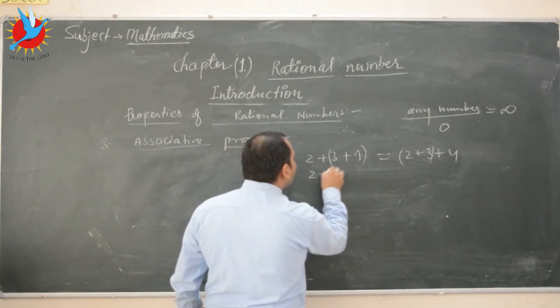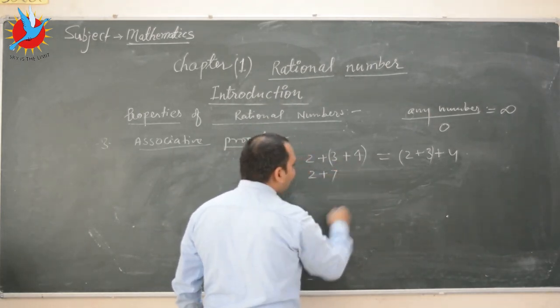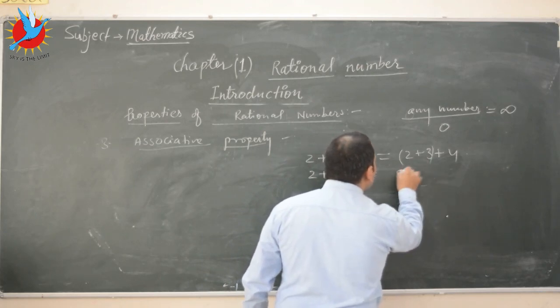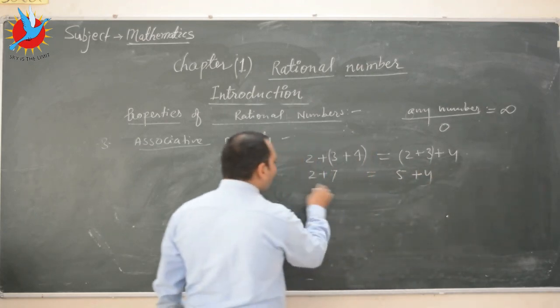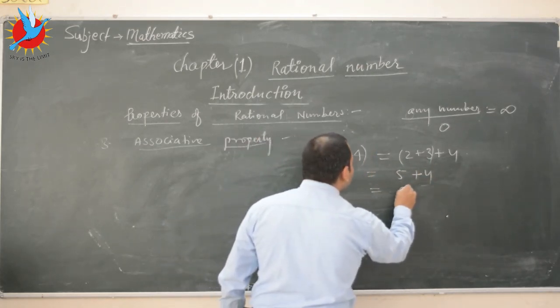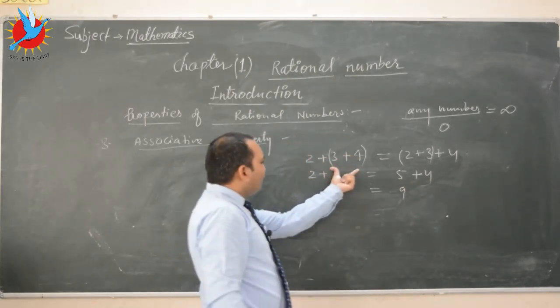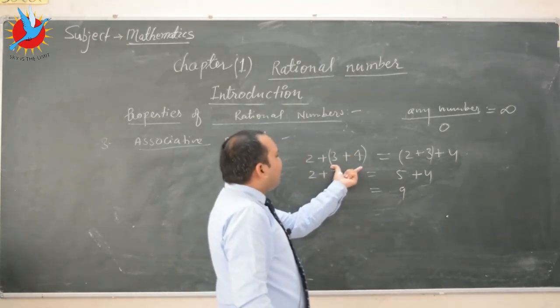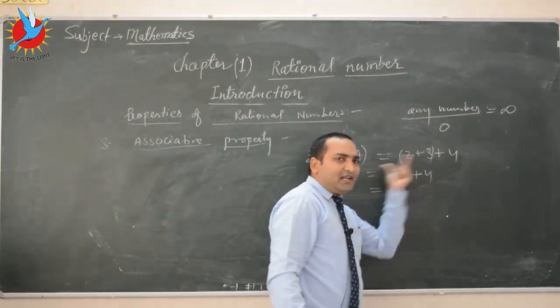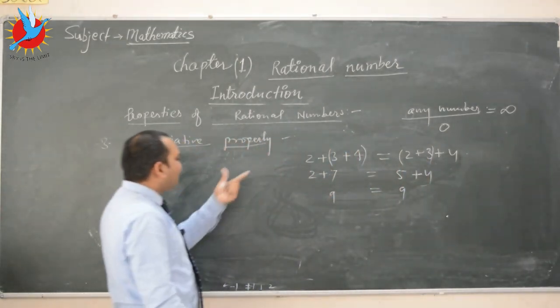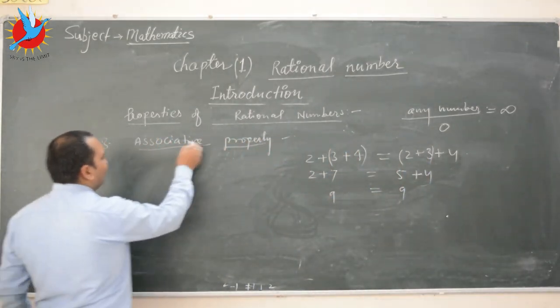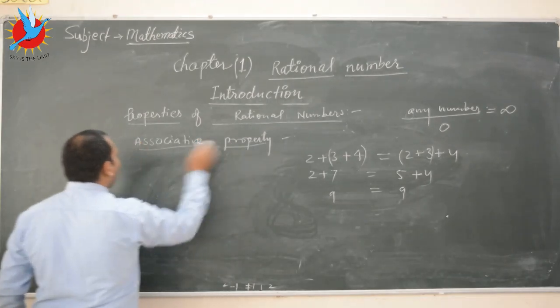So 2 plus (3 plus 4), that is 2 plus 7, which is 9, and here 2 plus 3 is 5 and plus 4, that is 9. It means if we change the grouping of any three numbers, the addition satisfies the associative property.